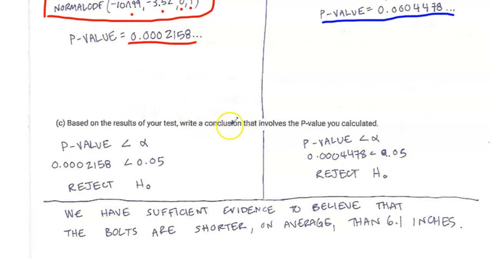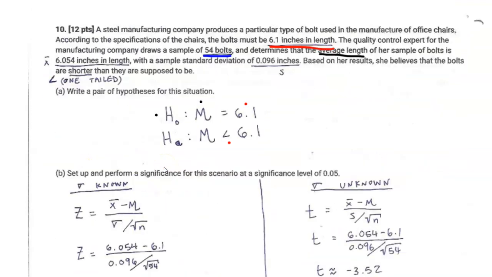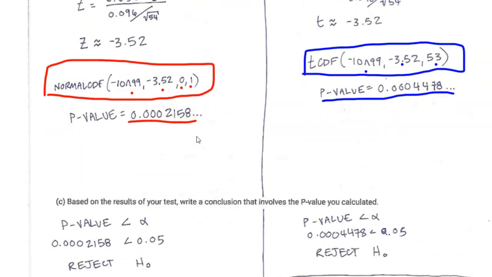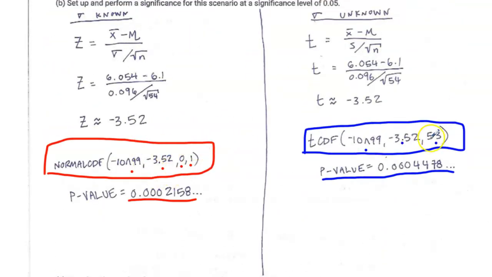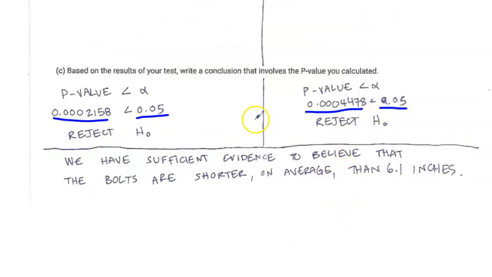Speaking of conclusions, let's write the conclusion. The p-value is less than alpha, which means 0.002158 is less than 0.05. Remember that alpha value is always going to be 0.05 unless it specifies otherwise. So if this p-value is less than this alpha value, we reject H null. Both of these p-values are way lower than 0.05. So regardless of which method you used, either the slightly incorrect method or the totally correct method, you would still reject H null. We have sufficient evidence to believe that the bolts are shorter on average than 6.1 inches. How about that?